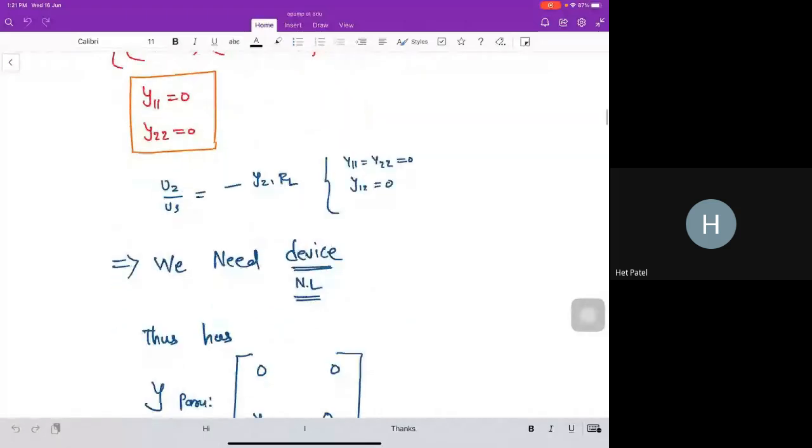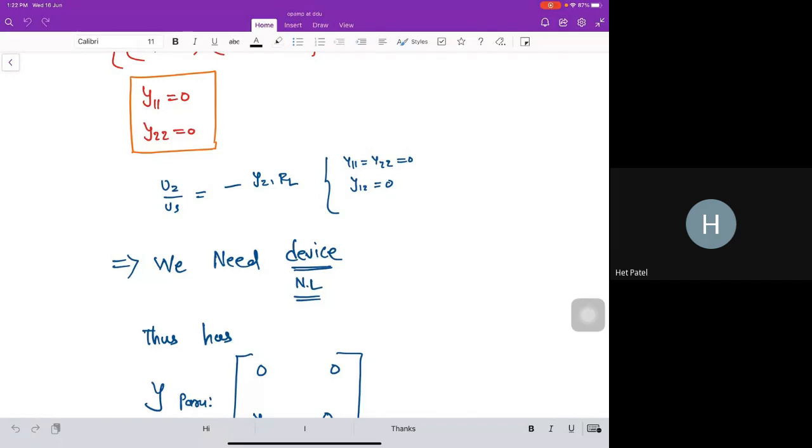Finally, I have this expression: V2 by Vs is equal to minus Y21 times RL. So what is Y21 here? Y21 means 2, 1: at the input port I apply a voltage and at the output port I get a current, so that is I output divided by V input. This is nothing but the transconductance parameter. So this is transconductance times the output resistance, which is nothing but the voltage gain. And this is the maximum voltage gain that I can get from this two-port linear network.